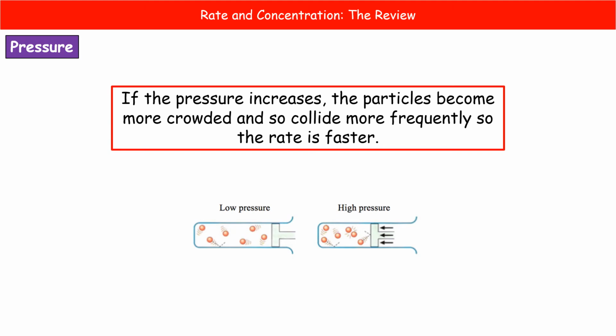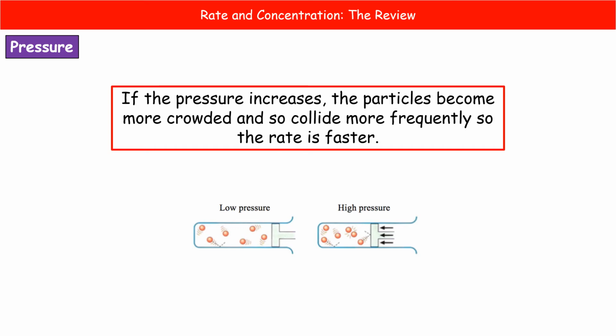The third factor we'll just consider today is pressure. This is for gases, okay? We're not talking about liquids or solids. Pressure applies to gases. So if we increase the pressure, then we have a faster rate of reaction again. The reason, because the particles become more crowded, so they collide more frequently.